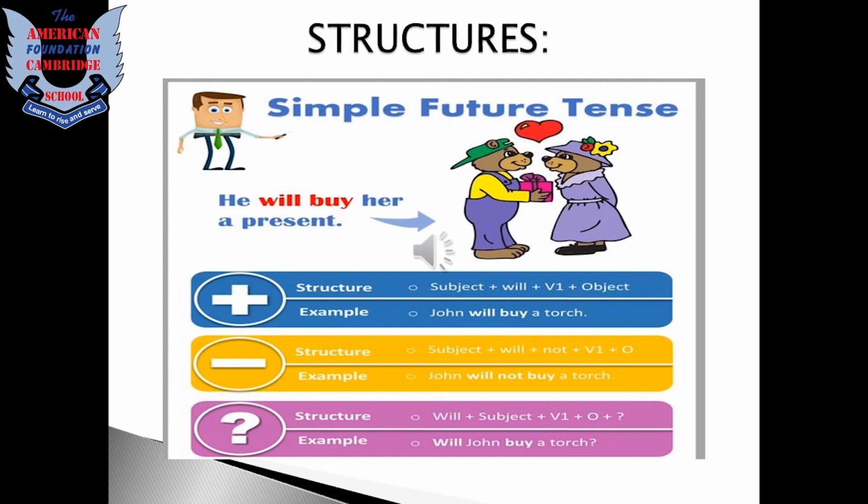It means that something is going to be refused in future. And then when some action is asked or confirmed about future, the sentence structure is will plus subject plus verb plus object. Will John buy a torch? Here will is a question word also and showing future tense as well.